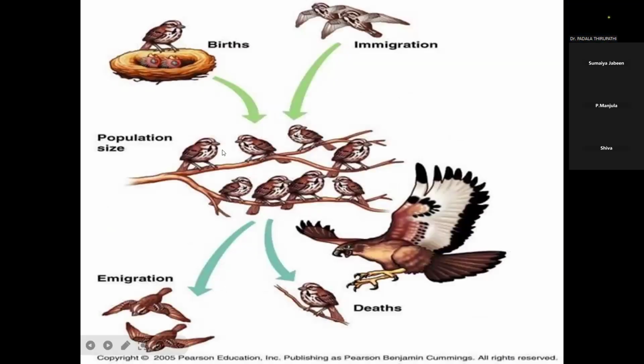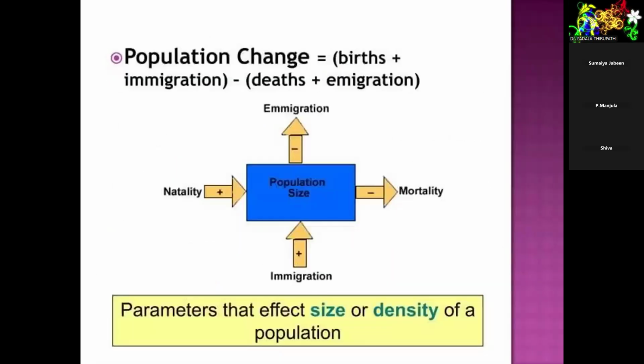So the population size increases by the addition of births and immigration, whereas it decreases when individuals move out from that area through emigration and due to deaths. This is the first characteristic of population ecology. So population change is births plus immigration minus deaths plus emigration.